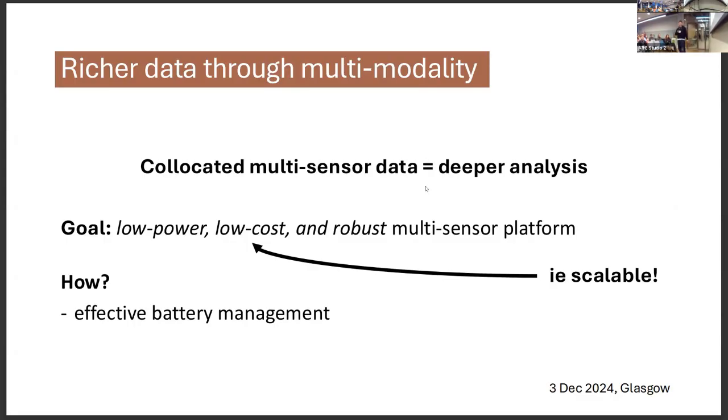So how are we going to do this? Having these multi-sensor capabilities and supporting power-hungry sensors like cameras, as well as on-device machine learning and other intensive data processing, requires beefy, power-hungry devices. So the key here is effective battery management.